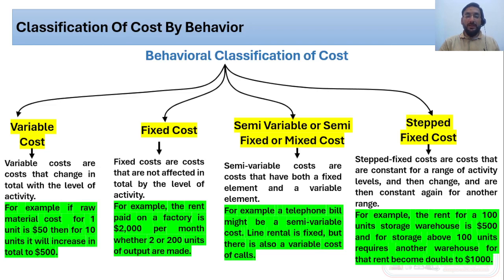If the business has to store more than 100 units, they have to arrange another warehouse. For that, the fixed cost will jump to another level, and the fixed cost will now become $1,000, because they need one extra warehouse for one extra unit over and above the 100 units.